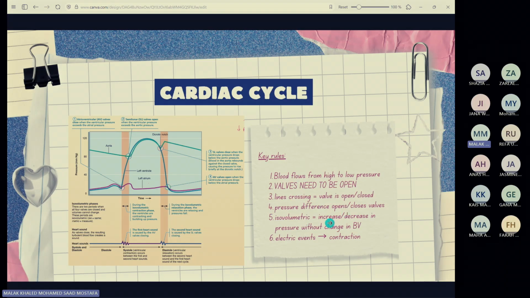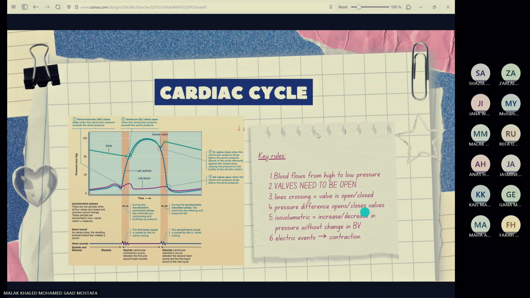If you see the word isovolumetric, that means there is an increase or decrease in the pressure, but the blood volume inside the ventricles or inside the chamber is the same. It's not changing. And then the last part is that the electrical events precede the contraction. So you need to have the signal and then you will have the action. The signal is your electrical events, and then you'll have the contraction of the heart or the chambers.